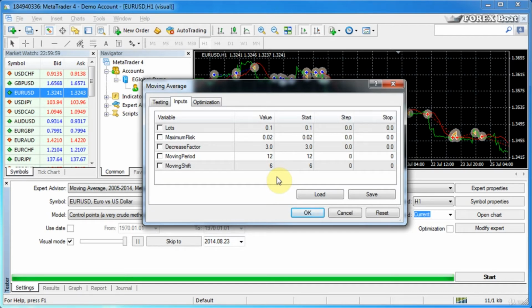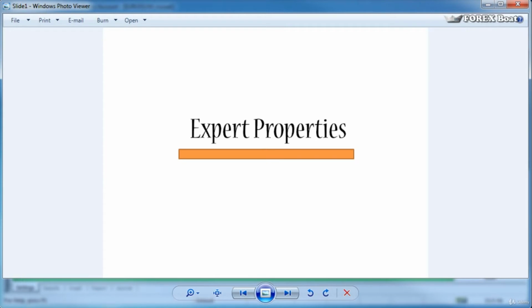Also, with time, you might need to change the settings of your expert advisor, or you might have different preferences. For example, here you can see a lots parameter and a maximum risk parameter, which are responsible for the amount of money that the expert advisor trades. Therefore you could adjust this to cater for your specific risk averseness. Different people would have different levels of risk tolerance. I've prepared a short presentation on expert properties. Let's quickly have a look at that.